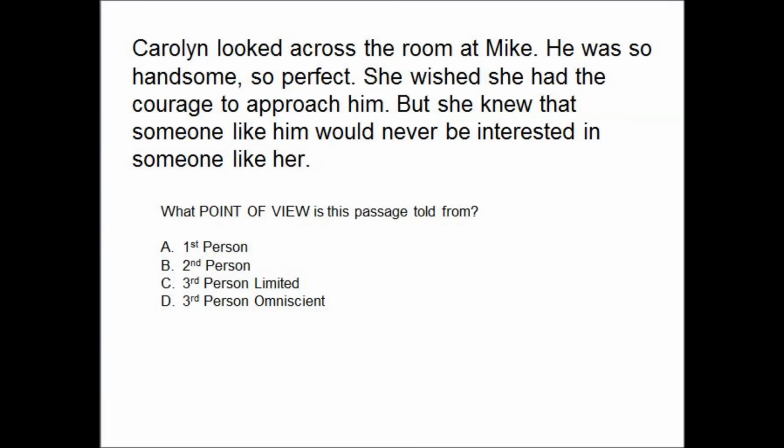Carolyn looked across the room at Mike. He was so handsome, so perfect. She wished she had the courage to approach him, but she knew that someone like him would never be interested in someone like her. What point of view is this passage told from? A, first person, B, second person, C, third person limited, or D, third person omniscient?